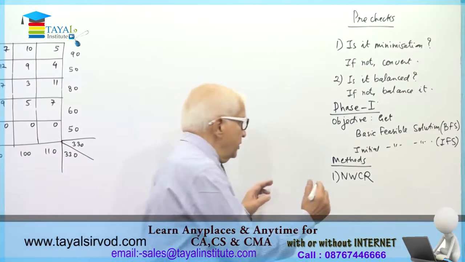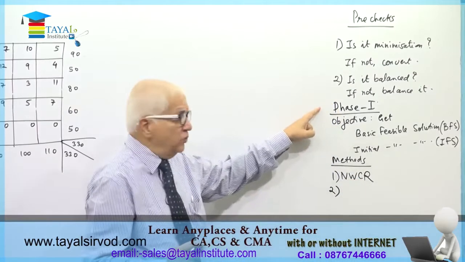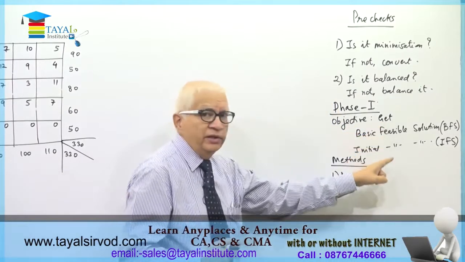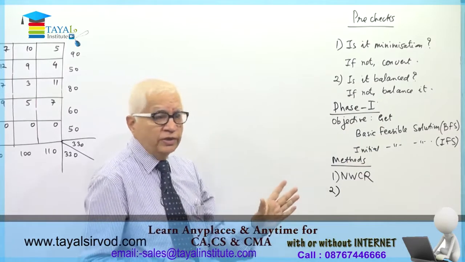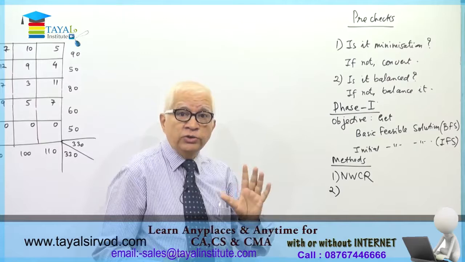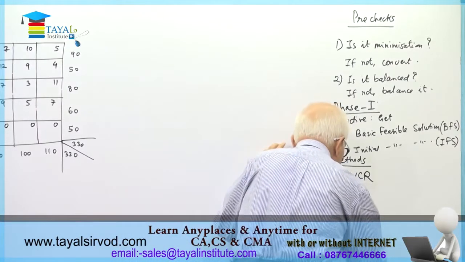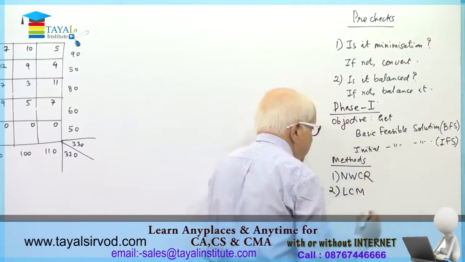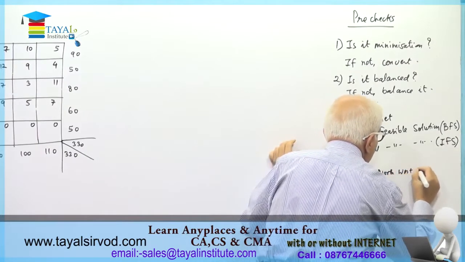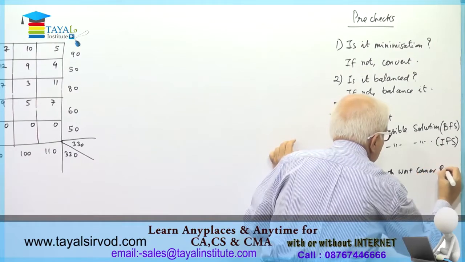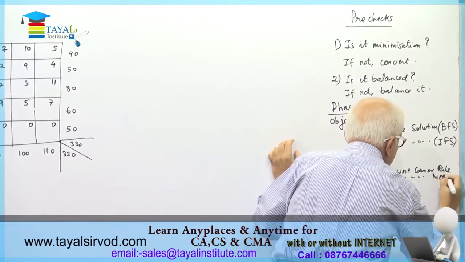Northwest Corner Rule. Second method, again the purpose is same, remember, phase 1. Phase 1 purpose is what? Get BFS, also known as IFS. So all these three methods can be used to obtain BFS or IFS. Which of these three methods should be normally used? I'll explain when we go there. Okay. Now the first method, Northwest Corner Rule, is sometimes also known as Northwest Corner Method.